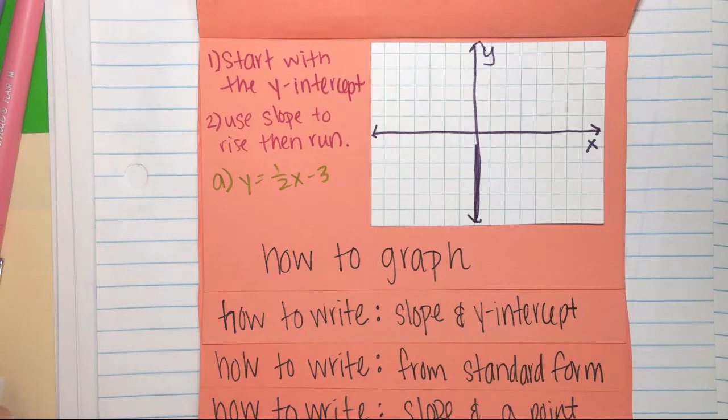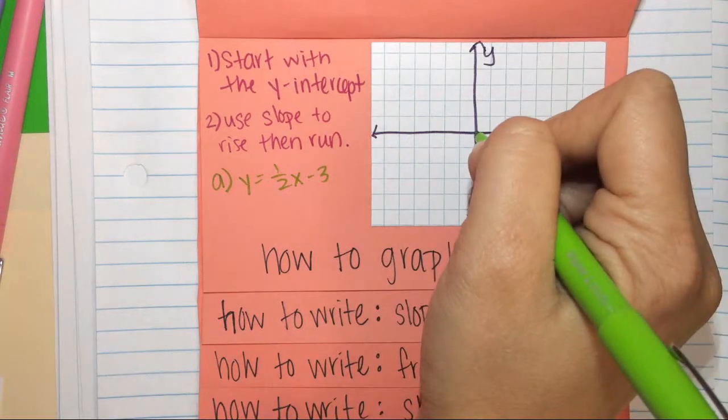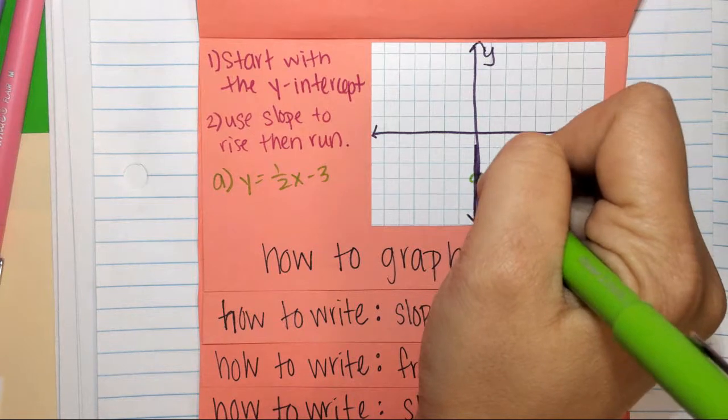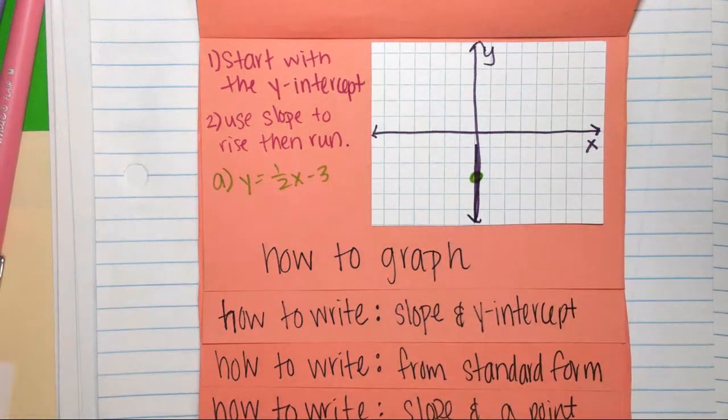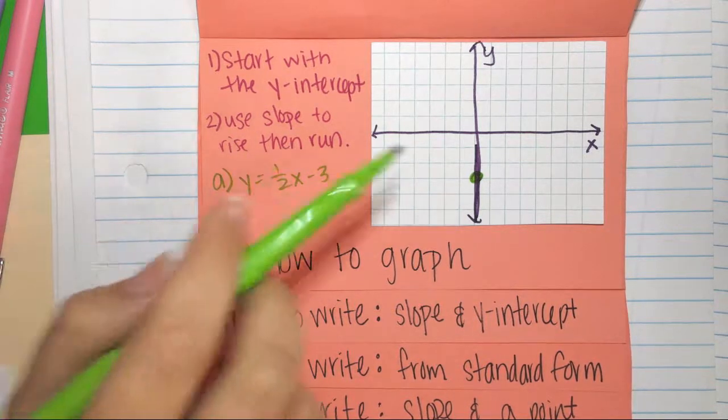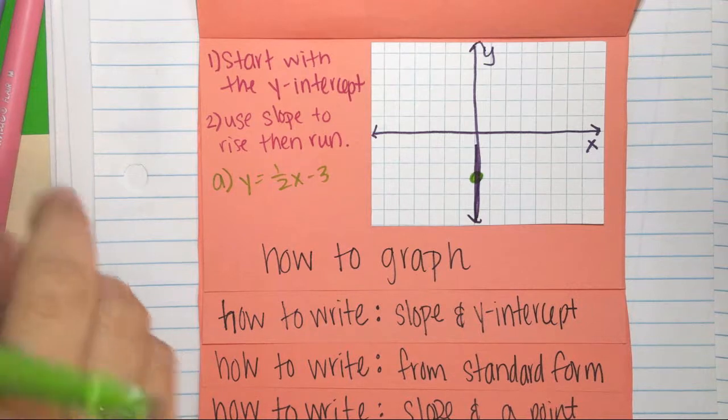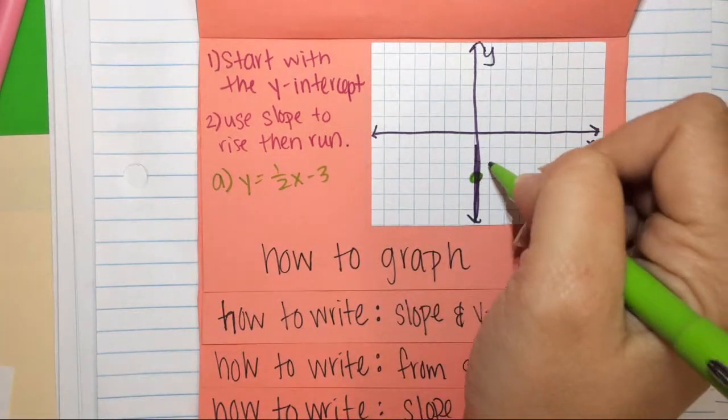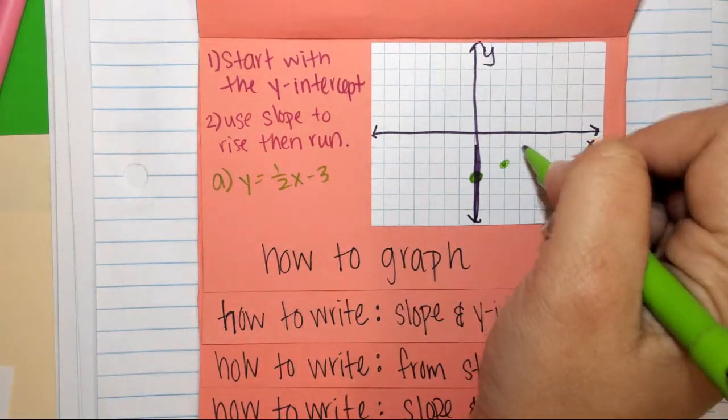1/2 x minus 3. Now, you start with the y-intercept, so what's the y-intercept? Negative 3. So we're going to go up 3 or down 3? Down 3. 1, 2, 3. Put your dot. And then you use your slope to rise 1. So what's our slope? Rise then run, rather. What's our slope? Up 1 and right 2. Good. Up 1 and right 2.